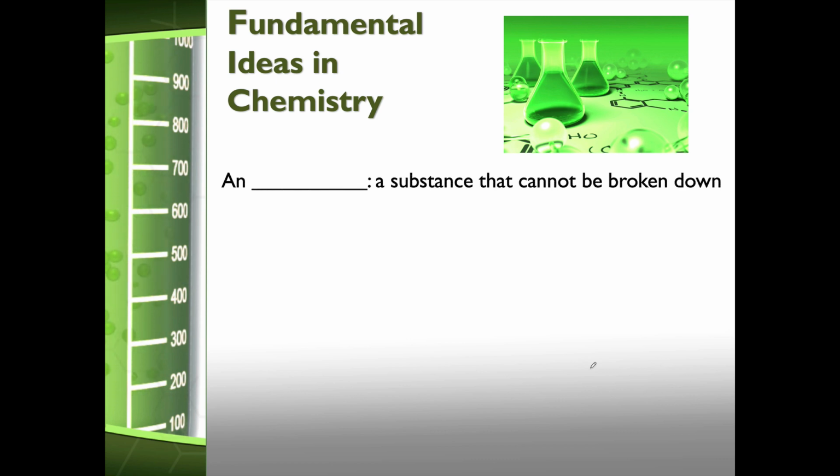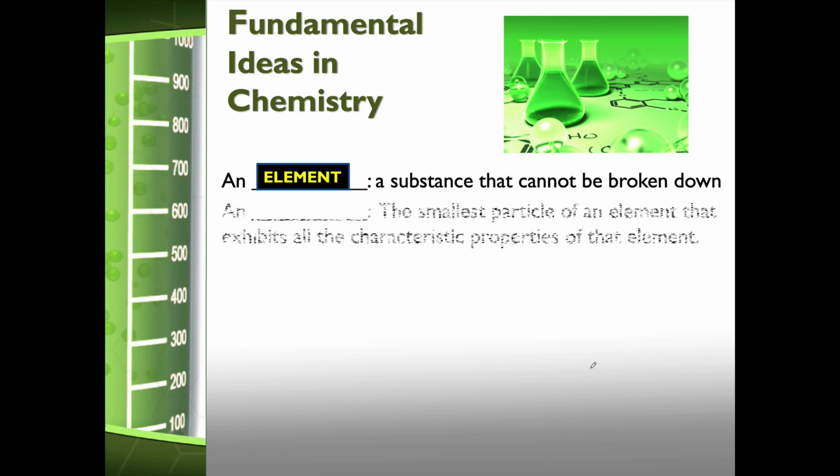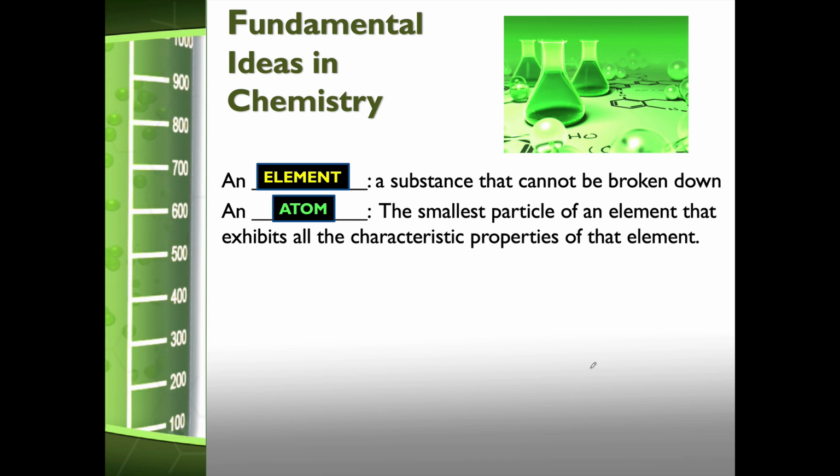So let's start with the definition of a substance that cannot be broken down. That's what we call an element in chemistry. And the smallest particle that can exist of an element, of course, is called the atom, the basic building block of all matter. And in part of its official definition, the smallest particle of an element that exhibits all the characteristic properties of that element.